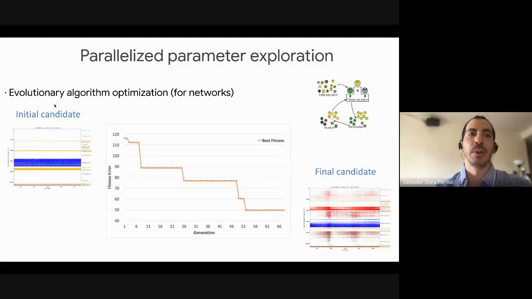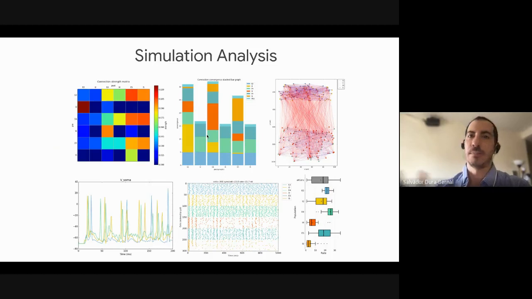We also have what we call evolutionary algorithms, which allow you to, again, fit the model to experimental data in an automated way. And as I mentioned, there are many built-in analysis functions, so you can plot different connectivity views of the network, voltage traces, raster plots with the spike times, and statistics, for example.